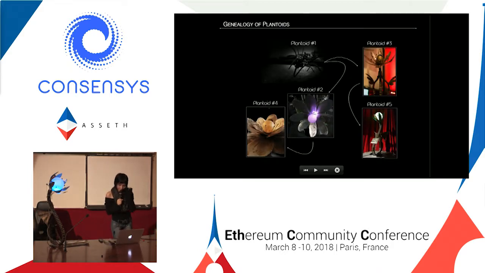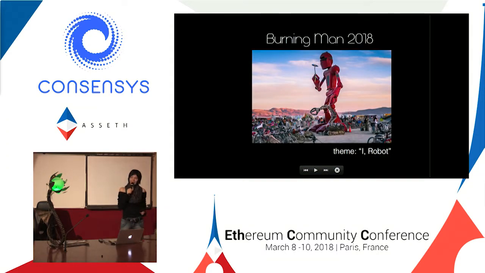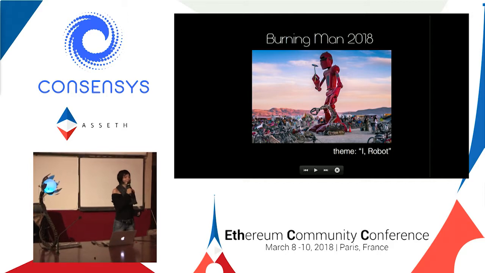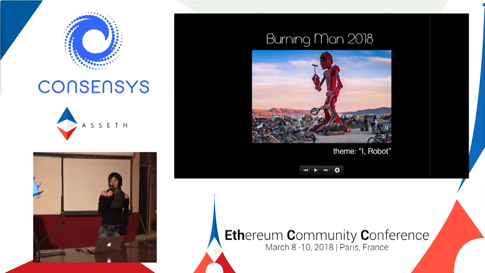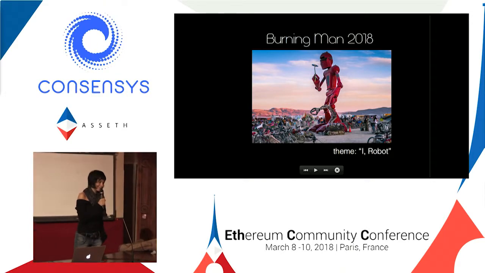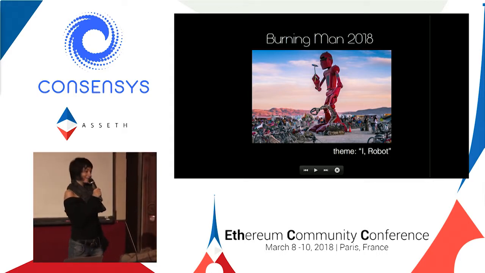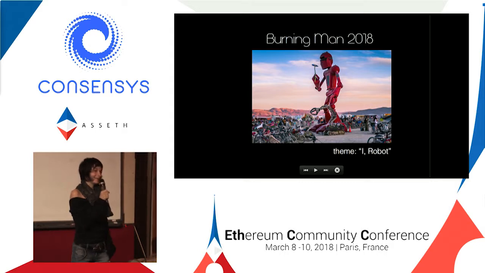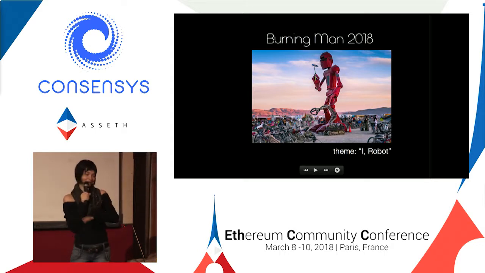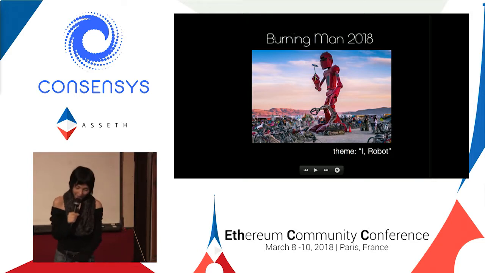So again, this is the genealogy, and then a very big piece of news is that the Plantoid has been endorsed for this year for Burning Man. So we are now building very large 6-meter tall Plantoids that will go to the playa. If there is anyone interested in helping out, it would be with very big pleasure, both in the physical aspect and in the smart contract design. There will be 3 different Plantoids at the playa, and we want to design innovative governance structures for them.